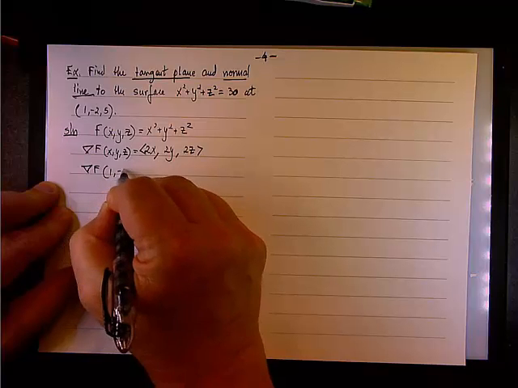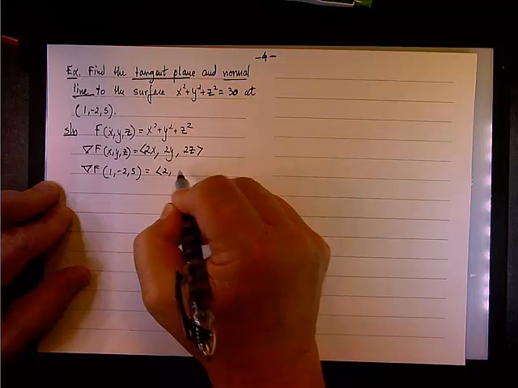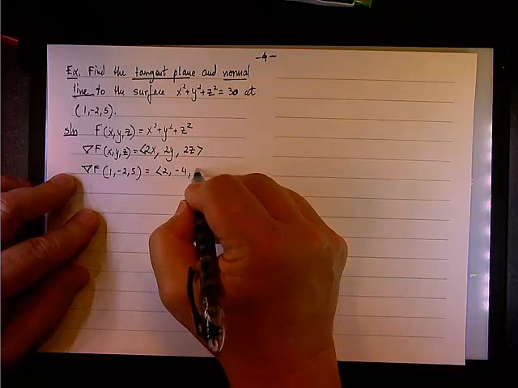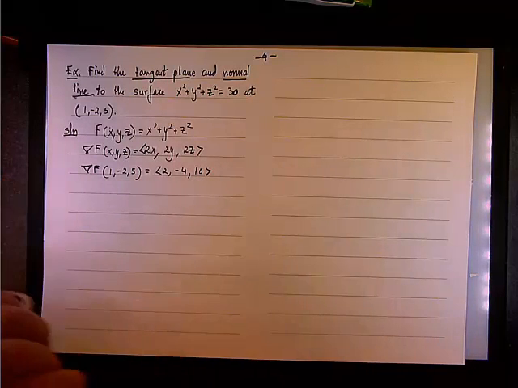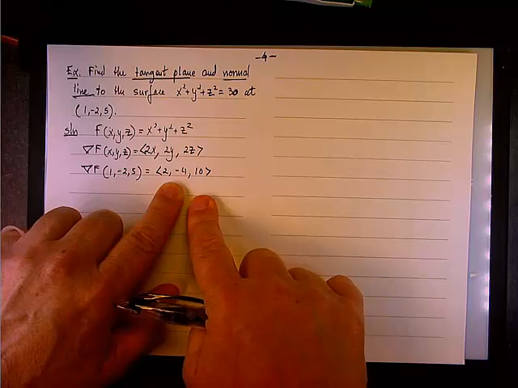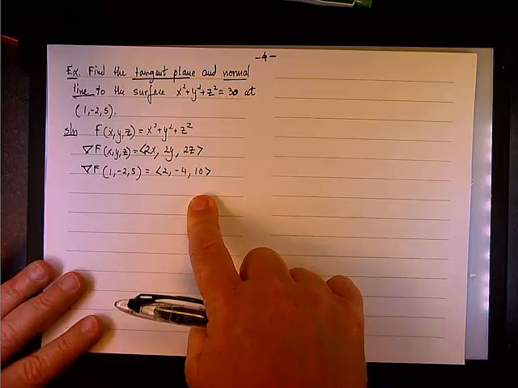Now we want to find it at this particular point 1, -2, and 5. So the gradient vector at 1, -2, and 5 becomes the vector 2, -4, and 10. So what is the tangent plane? Well, these will be the A, B, C. These will be the direction numbers. The gradient vector is the direction.